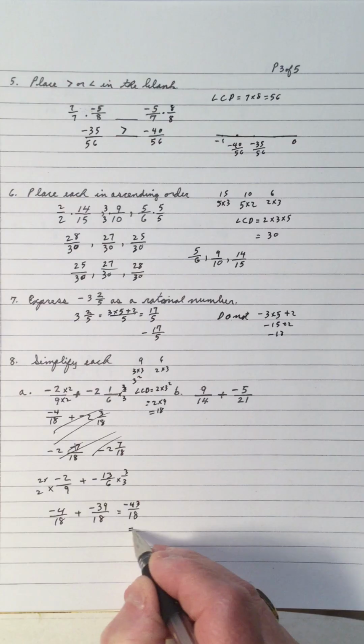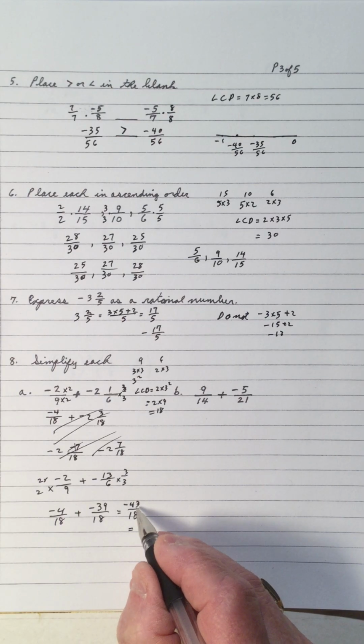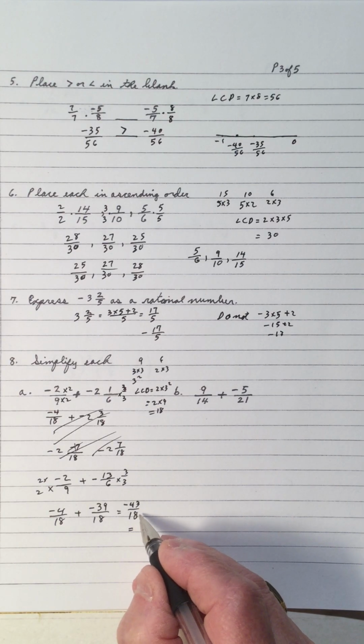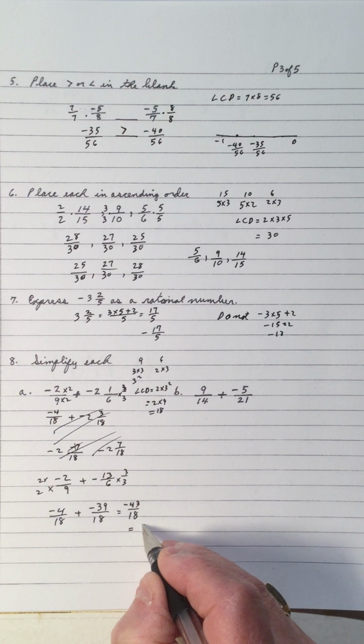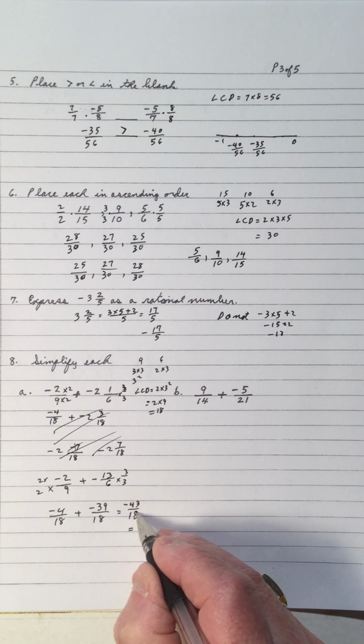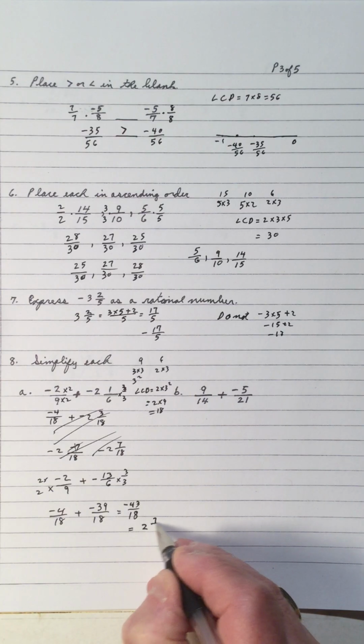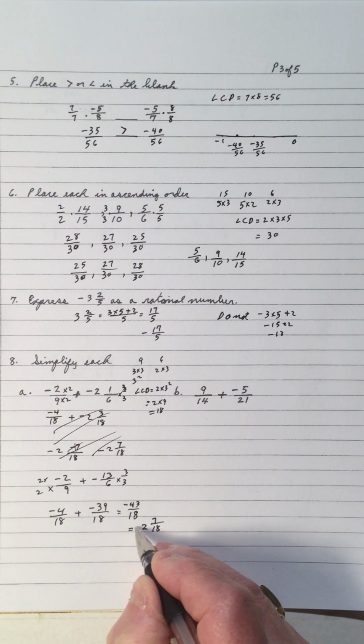Now divide, and you get 18 into 43. This is 36, so that's a 2, 36, 7 over 18, and it is negative.